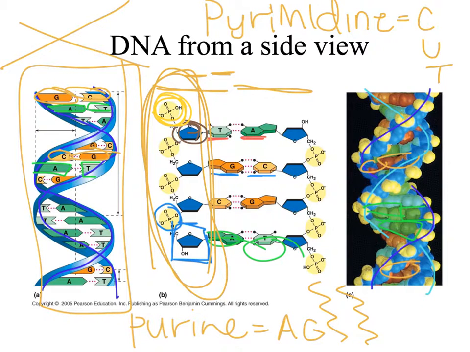So it's going to be our phosphate, our sugar, which I'm going to do in brown again, and our base pairs. Right? Cool. Let's move on.